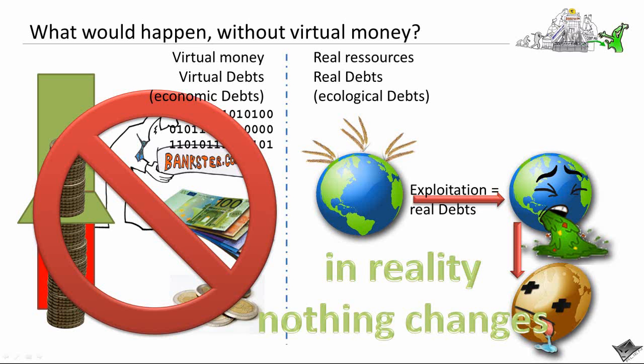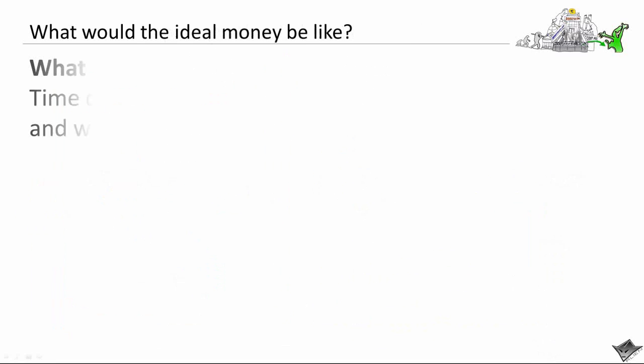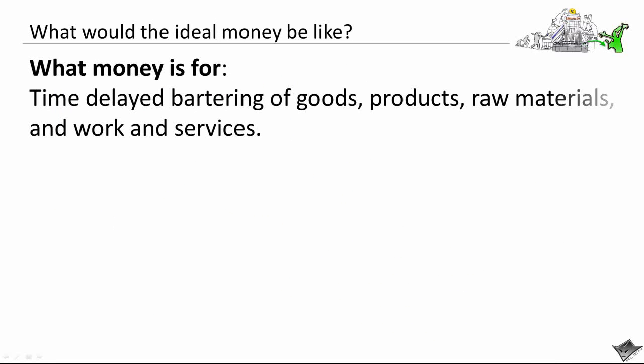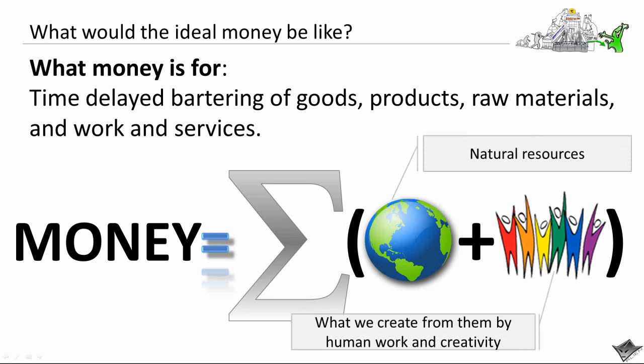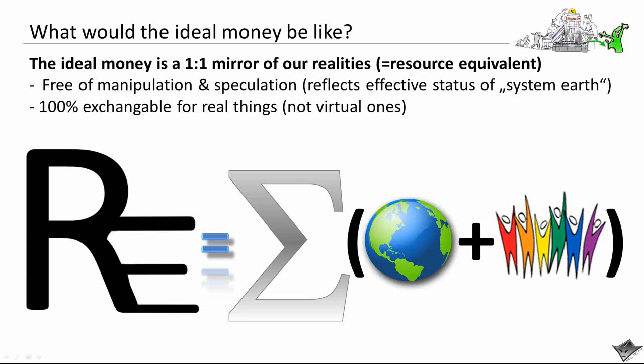Now let's talk about the ideal money, not the virtual variant. What would that look like? Money is a transfer medium for time-delayed bartering of goods, products, raw materials, and work and services. So money equates the sum of all the natural resources on our planet, combined with what we create from them by human work and creativity. So the ideal money would be equivalent to all the resources, both natural and human, on the planet. So let's call it resource equivalent. The ideal money as a one-to-one mirror of our realities. Free of manipulation and speculation, it just reflects the effective status of the system Earth, and 100% exchangeable for real things, not just for virtual ones.